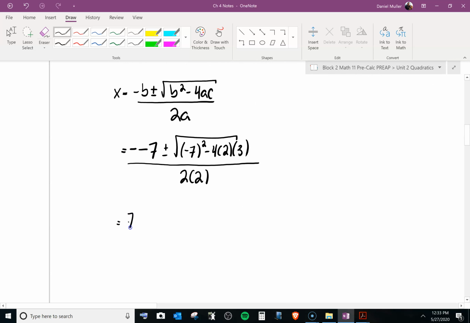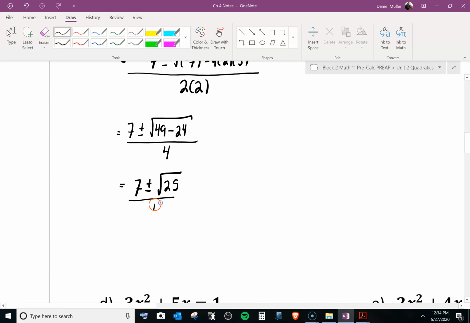So let's simplify that a bit. Negative is a positive, so +7 plus or minus the square root. -7 squared is -7 times -7, which is +49. And then I've got a minus 4 times 2 times 3. 4 times 2 is 8. 8 times 3 is 24. All over 2 times 2 on the bottom is a 4. So I have 7 plus or minus the square root of 49 minus 24, which is 25, all over 4. And square root of 25. Usually this doesn't happen, but this actually is, square root of 25 is just 5, so that's kind of nice.